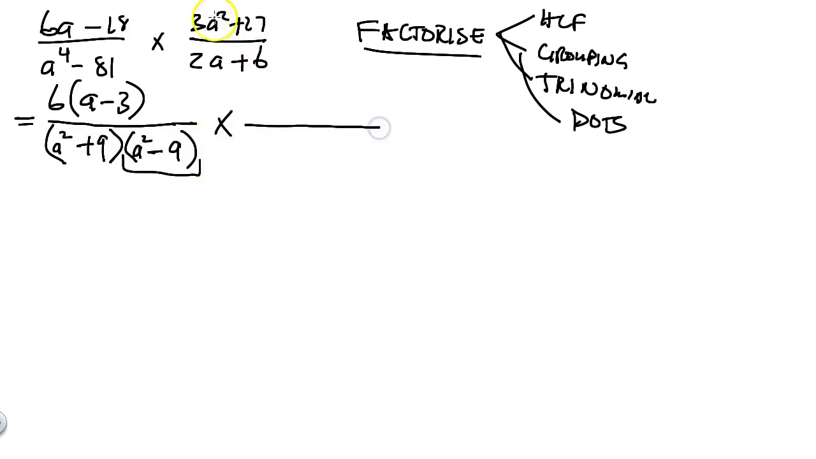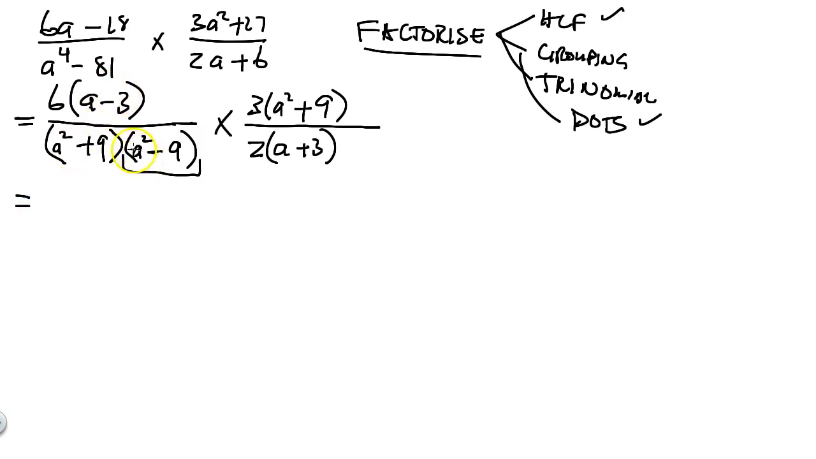So here, 3a squared plus 27. Here we can remove a common factor of 3 into a squared plus 9. 3 times a squared is 3a squared. 3 times plus 9 is plus 27. So far what did we do? We did HCF and we did difference of two squares. Okay, 2a plus 6. You can remove 2 as a common factor: 2 into a plus 3. All with me? So let's go further.